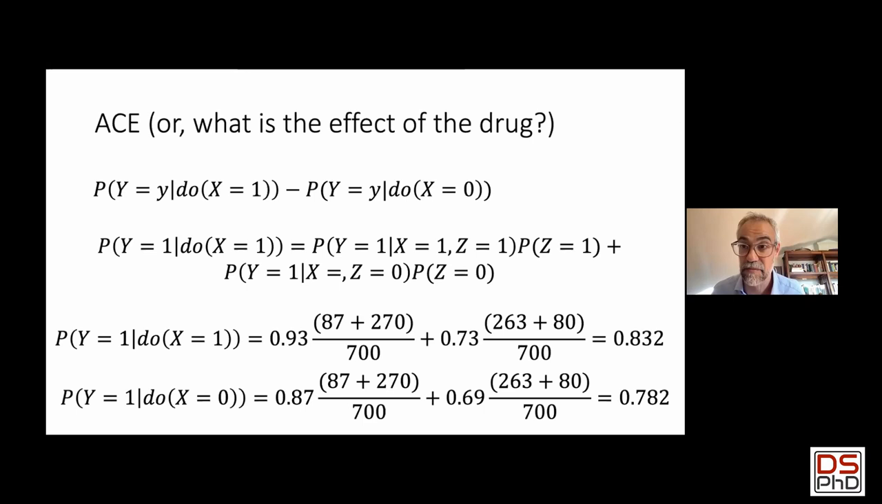The do probability is not the conditional probability. And in fact, they can have two opposite signs, not only two different quantities, but two opposite signs. So in this part, we began to see something that pertains to reality.